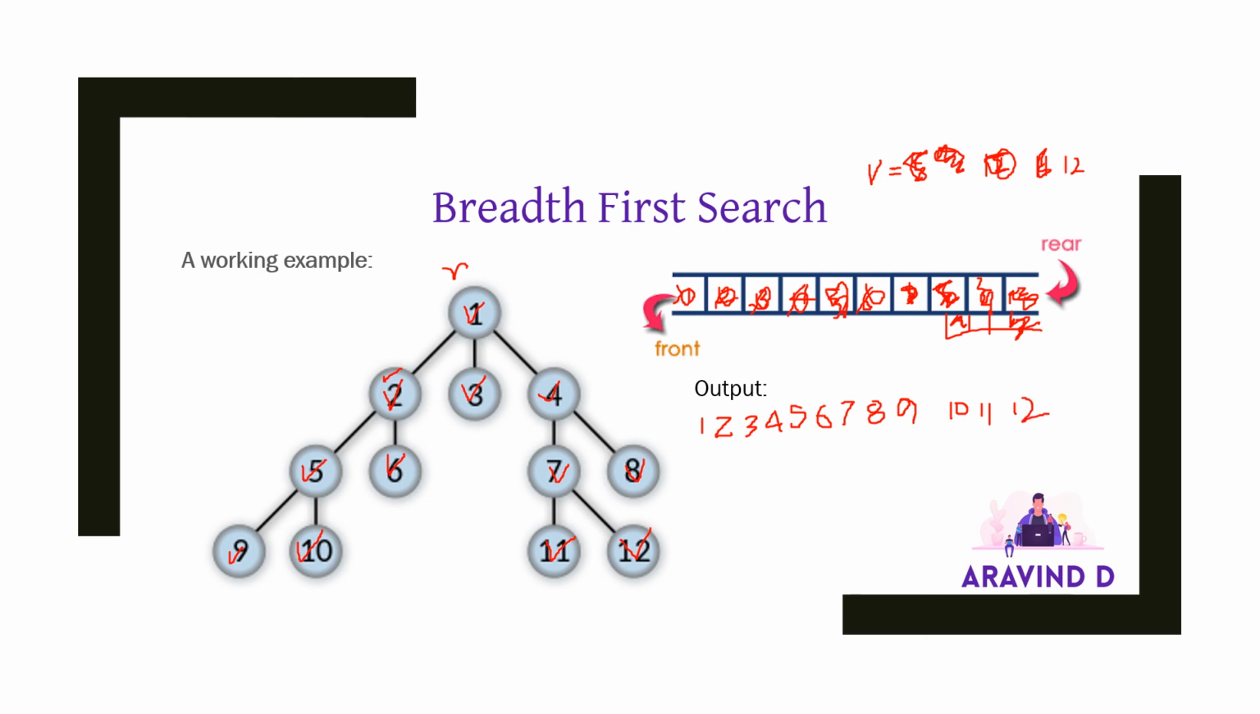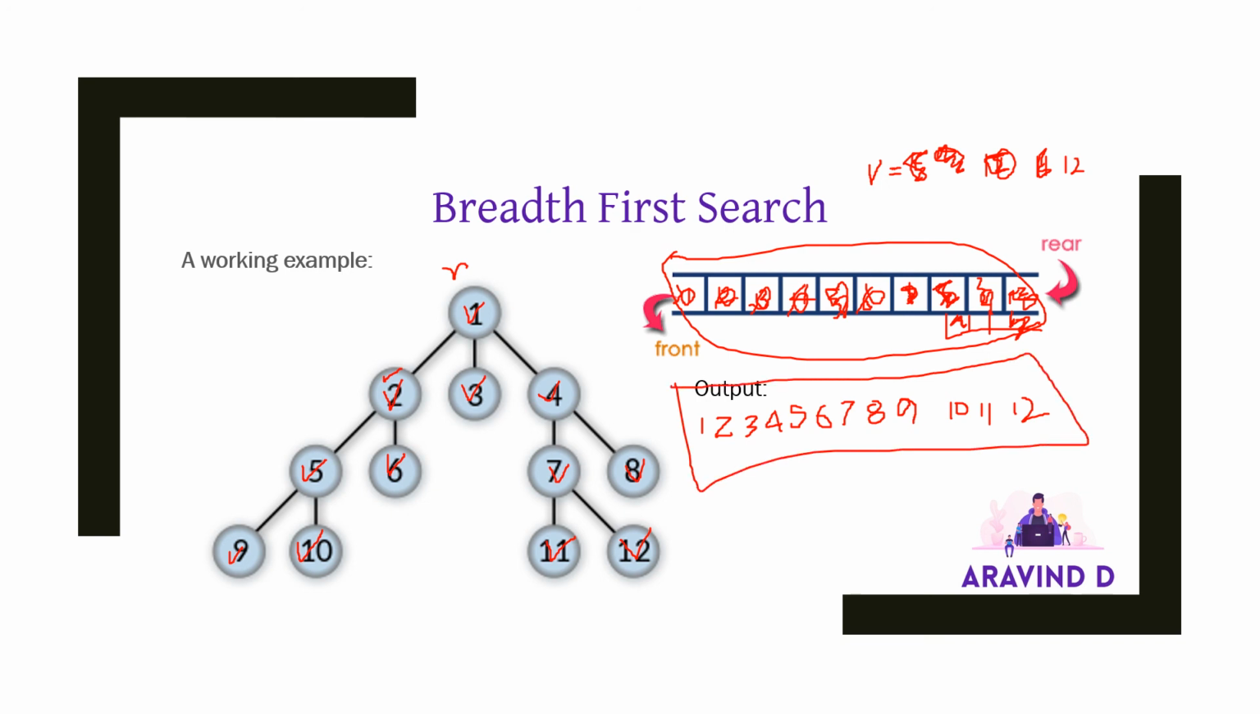So now we are going to check if our queue is empty. We can now see that all the elements in the queue have been dequeued and the queue is empty. So this is going to be the breadth first traversal of our given example. The output will be 1, 2, 3, 4, 5, 6, 7, 8, 9, 10, 11 and 12.